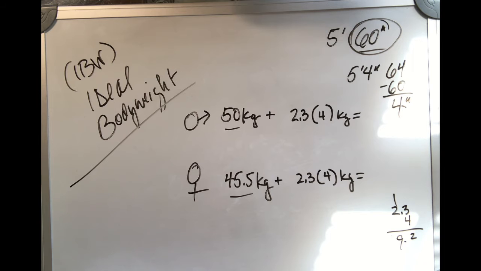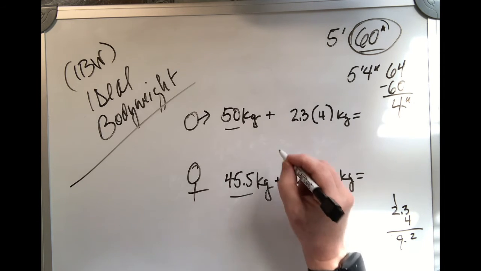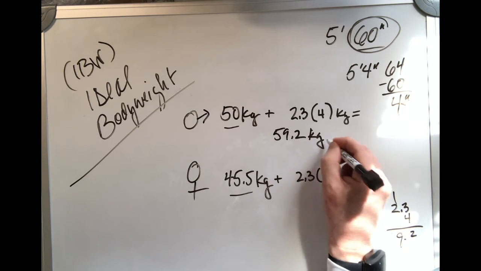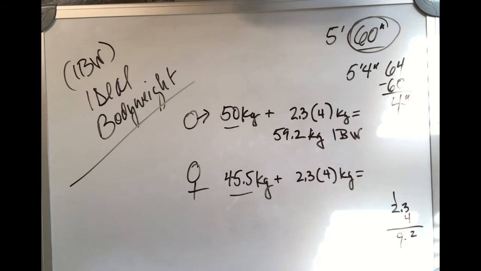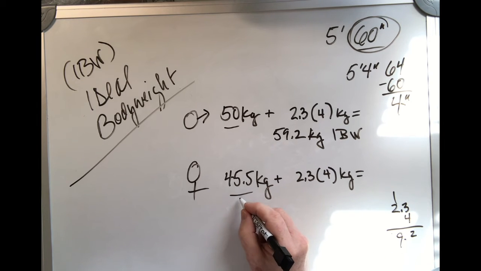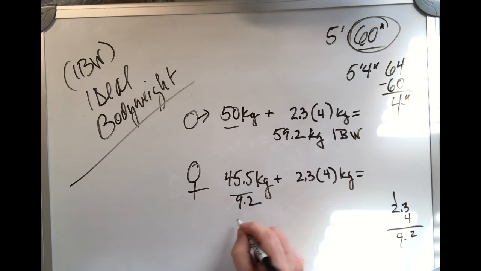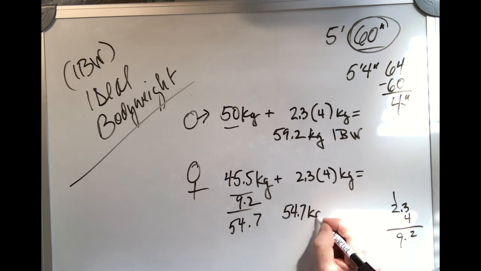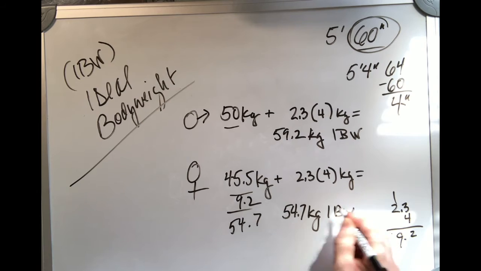to 50 for the male patient. So I end up with 59.2 kilos as my ideal body weight. For the female patient, I'm going to add that 9.2 to 45.5, and I'm going to end up with 54.7 kilograms of ideal body weight.